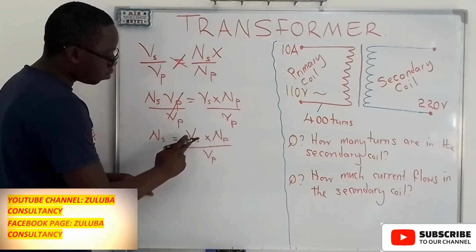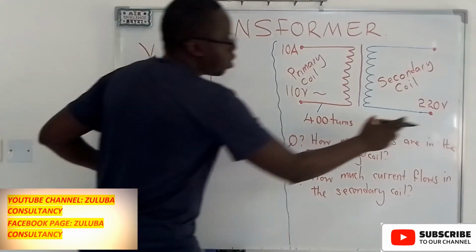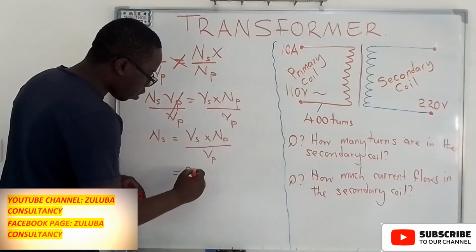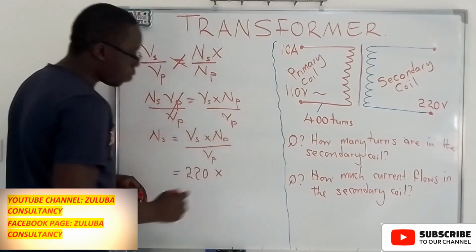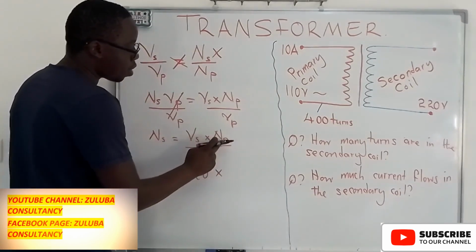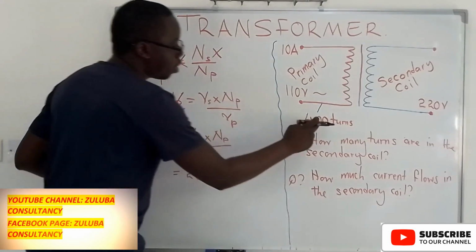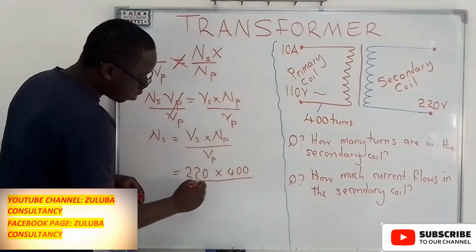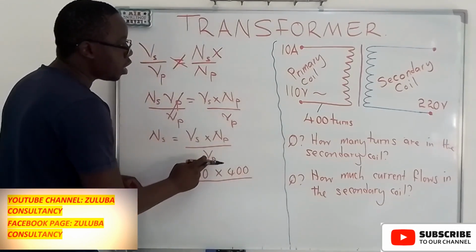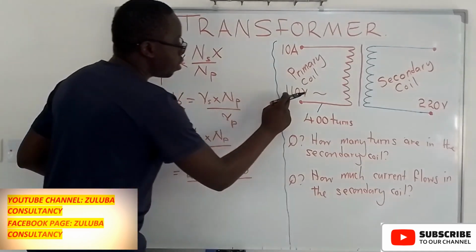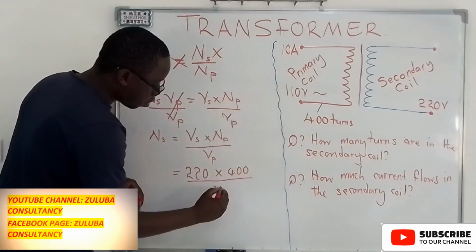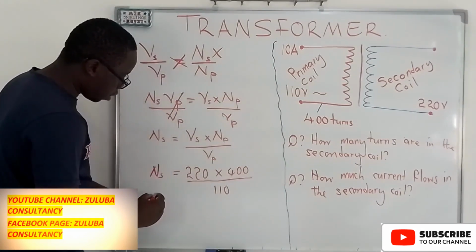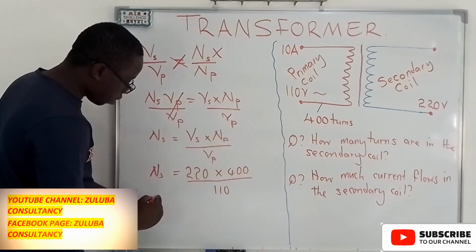What is the voltage in the secondary? The voltage in the secondary is 220. So we are saying 220 multiplied by the number of turns in the primary, which is 400, divided by the voltage in the primary. The voltage in the primary is 110. So this should give us the number of turns in the secondary.